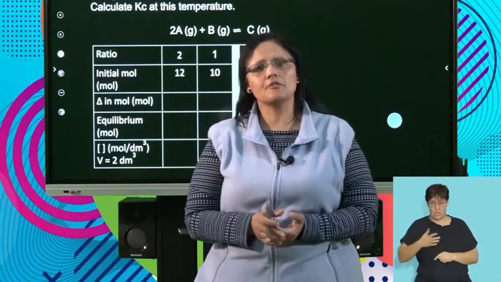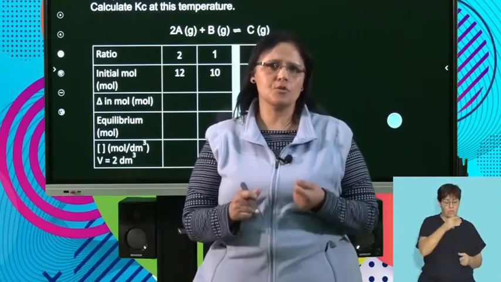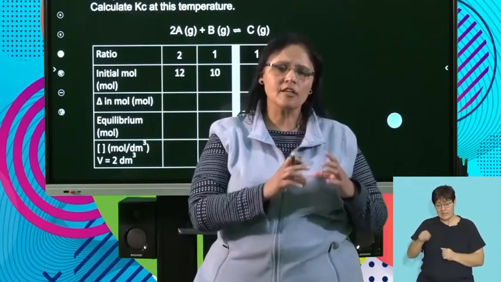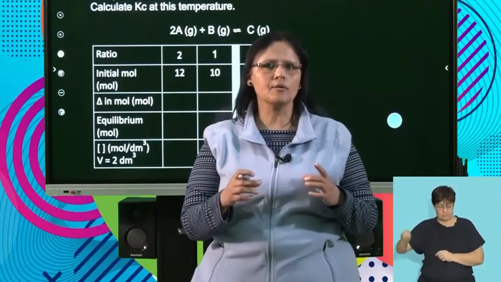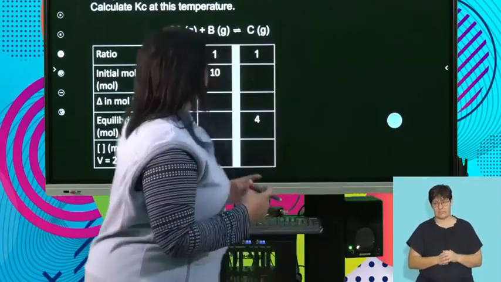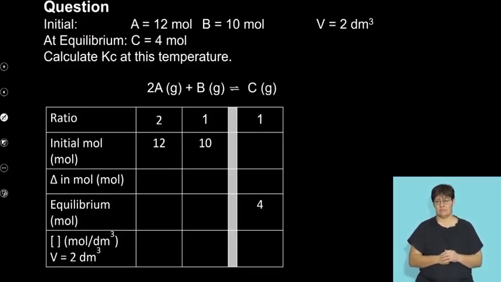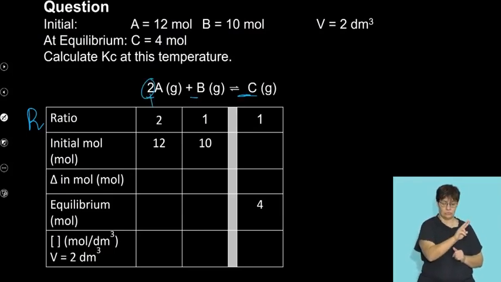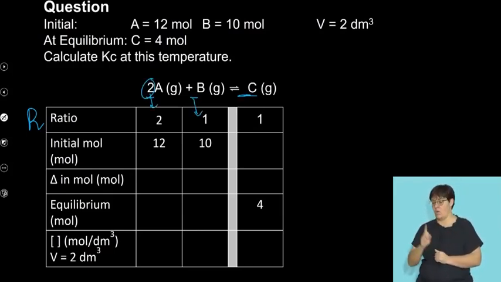But the journey that I would like to explain to you now is how to convert those moles into concentrations at equilibrium, and how to then use those concentrations at equilibrium to work out the equilibrium constant, or as we call it, the Kc. We call it a rice table. The rice comes from R, which stands for the ratio, and this ratio is actually the coefficient of your balanced equation. So we have a 2 for A, a 1 for B, and a 1 for C.